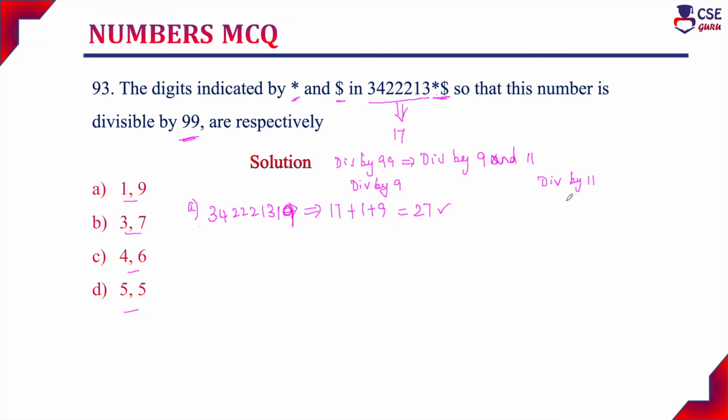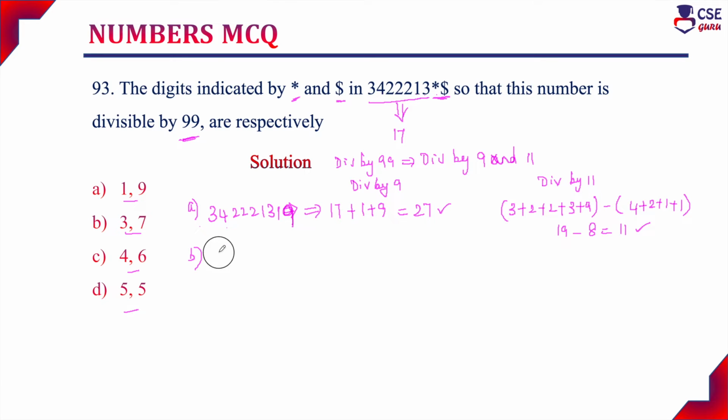And the divisibility rule for 11 is the sum of the odd digits minus the sum of the even digits. We should get either 0 or a number divisible by 11. So the sum of the odd digits is 3 plus 2 plus 2 plus 3 plus 9, minus the sum of the even digits, 4 plus 2 plus 1 plus 1. Its value is 19 minus 8, so it is 11. Yes, it is divisible by 11. So option A is divisible by both 9 and 11. And we need to check options B, C and D also.